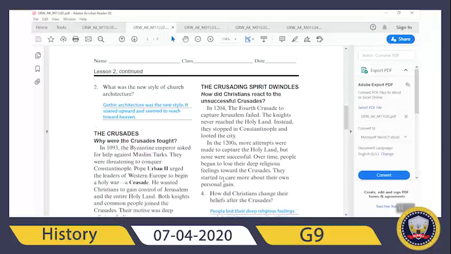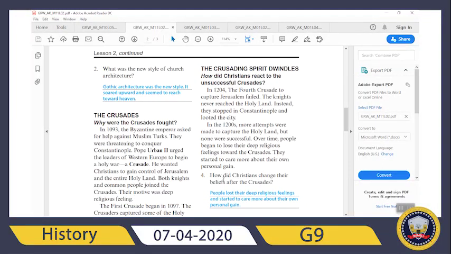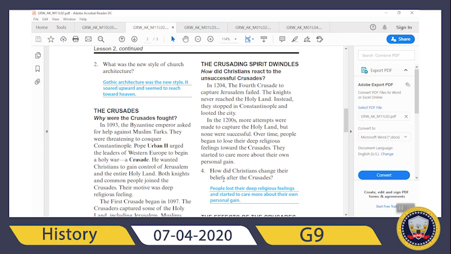So I'm moving towards the question: what was the new style of church architecture? Gothic architecture was the new style, and it soared upwards and seemed to reach towards heaven.